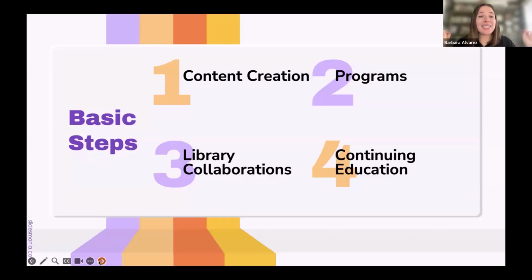So some basic steps that we're going to talk about in this section: how we can create an inclusive environment, content creation, program planning, library collections, and continuing education.